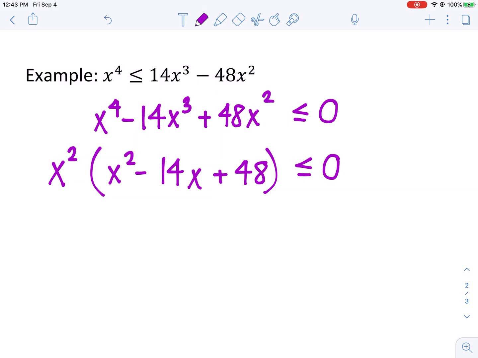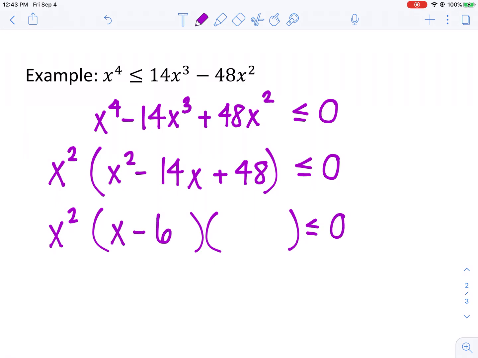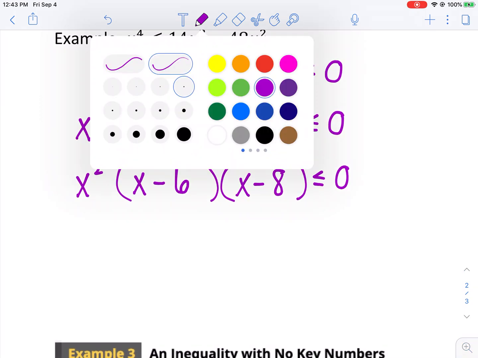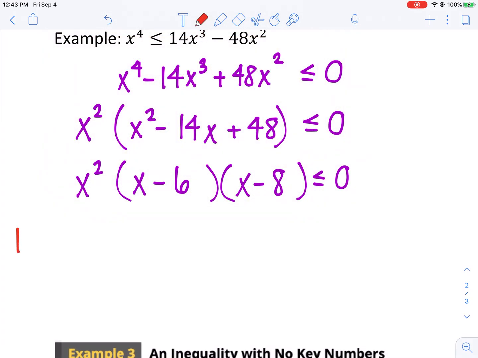We can factor that trinomial in the middle to be x minus 6, x minus 8. Now we're pretty much doing a zero product property, but keep in mind these are the key points, not the answers. So if you set x squared equal to 0, you get a key point of 0. x minus 6 equal to 0, you get a key value of positive 6, and the same thing for the last. You get positive 8.